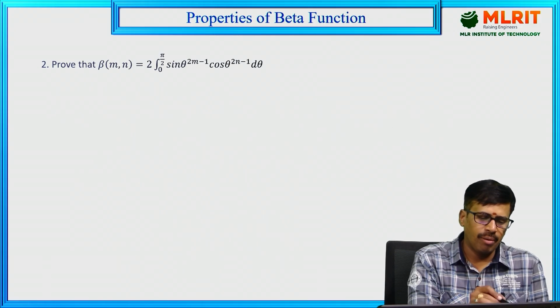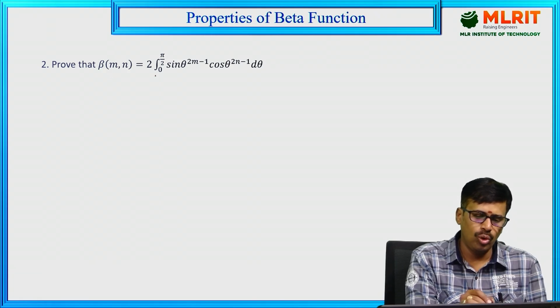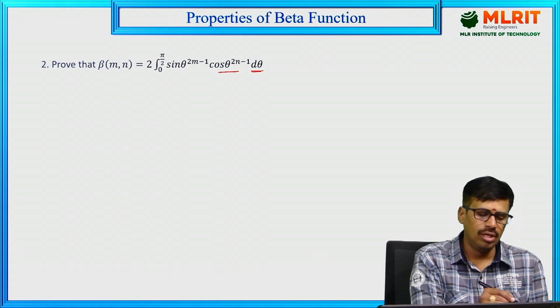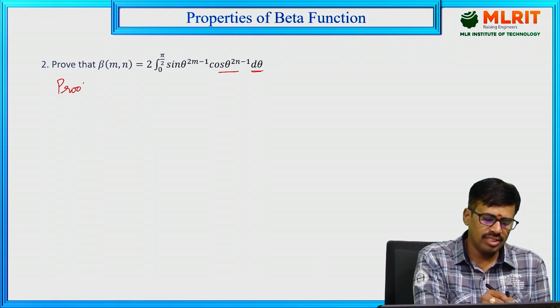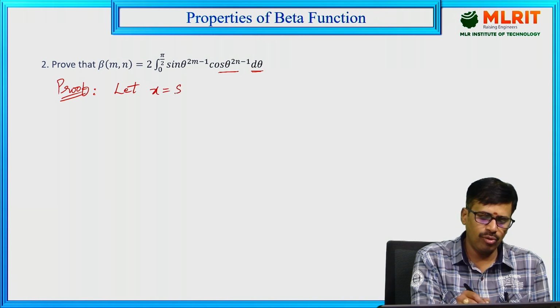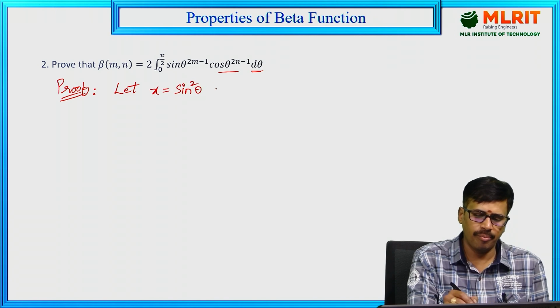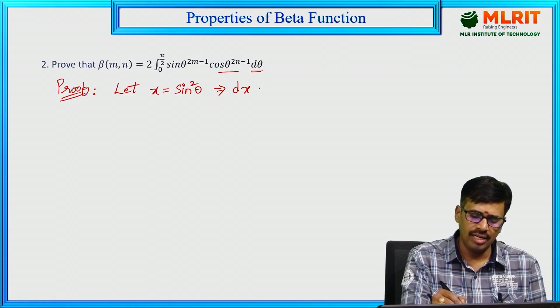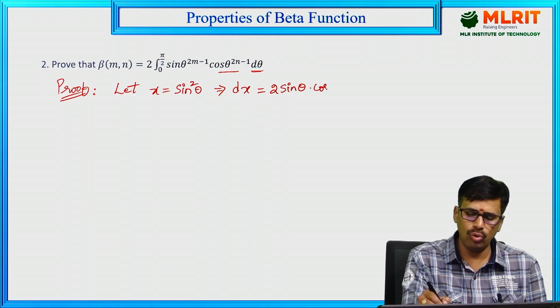Prove that beta of m comma n is equal to 2 into integral 0 to pi by 2 sine power 2m minus 1 theta and cos power 2n minus 1 theta d theta. So, let us prove this result. To prove this result, let us substitute x is equal to sine square theta. Now, if we differentiate both sides, I can write this as dx is equal to 2 sine theta into derivative of sine theta, which is cos theta d theta, right?